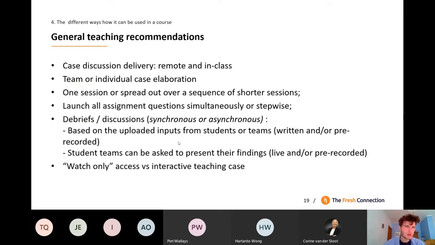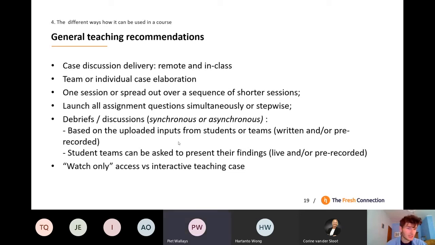Some further general teaching recommendations, also in regard to this teaching case more specifically, is that you can do it remotely and in class. At the moment, of course, only remotely, but the teaching case is also very nice to use in class. You can ask the students to work as individuals, but I think it's also very nice to split them up in teams and let them work on the case in a team.